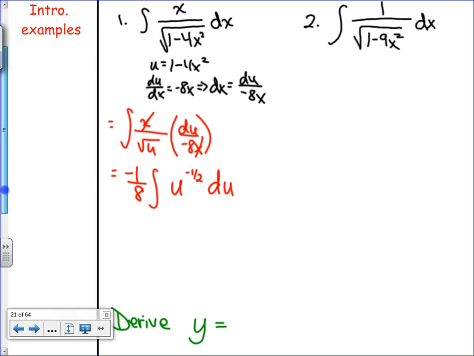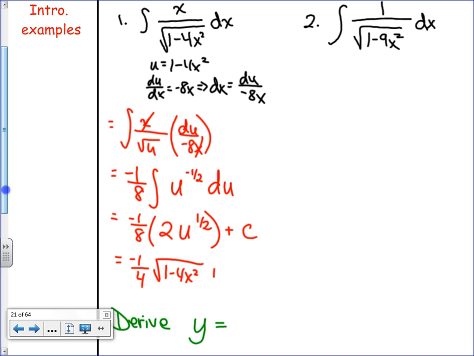Good. Now I can use the power rule, got that, right? I add 1, I get positive 1/2. Divided by positive 1/2 is like times 2. Then I can say negative 1/4. What's u? 1 minus 4x squared plus c. Who has it? Let me see hands.